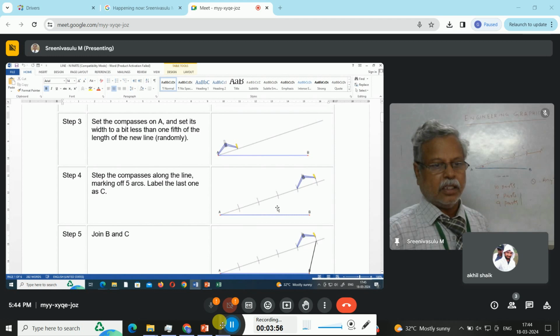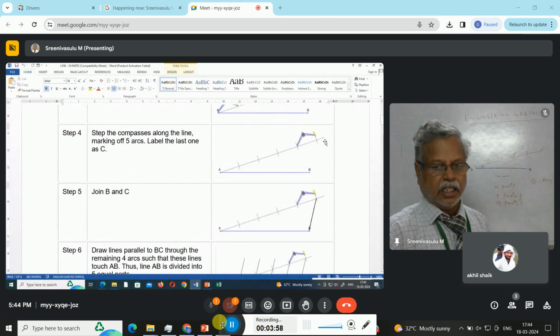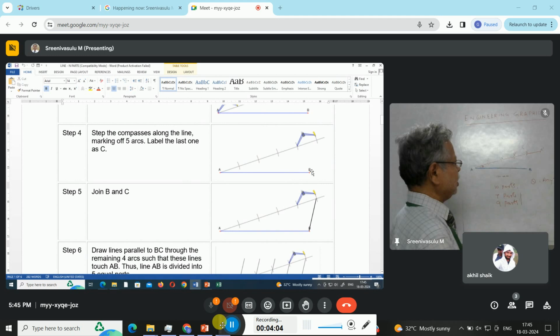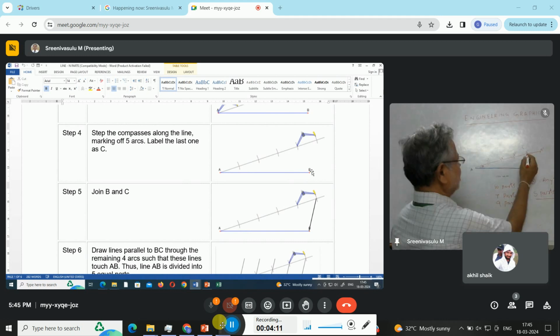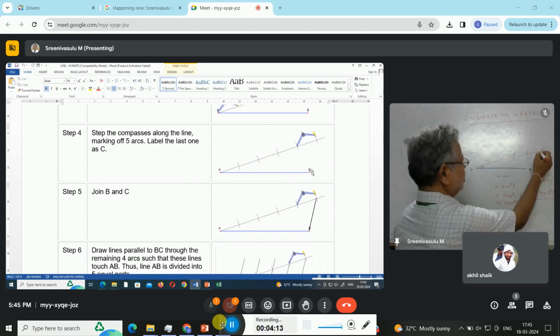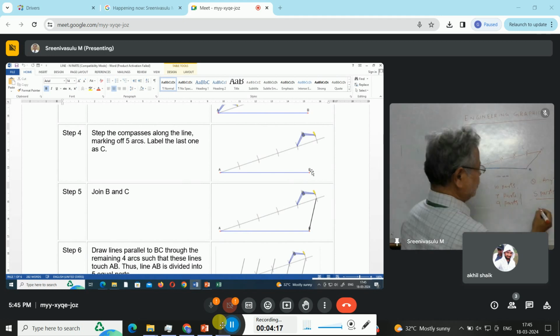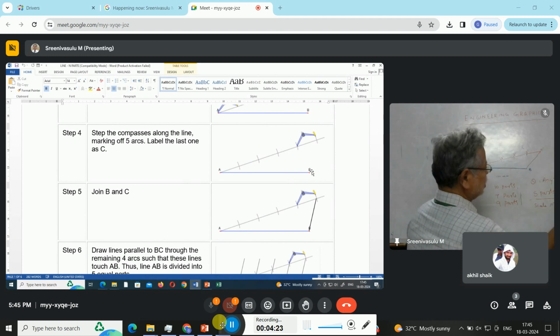Okay. Then what we need to do is, say call this 5 dash and B, and join them, because I want to divide it into 5 parts. My target was dividing this into 5 parts. That's why 1 dash, 2 dash, 3 dash, 4 dash, 5 dash have been marked. Then I need to join 5 dash and B with a pen and scale. So use the scale and join 5 dash and B.